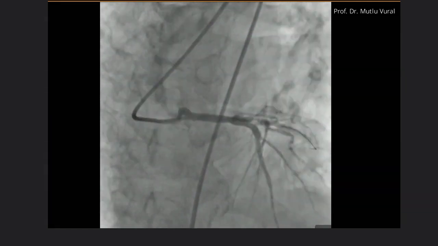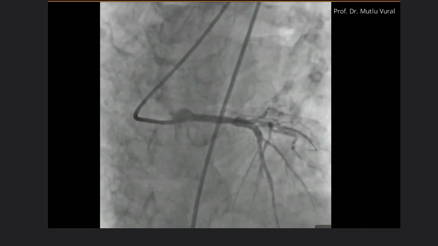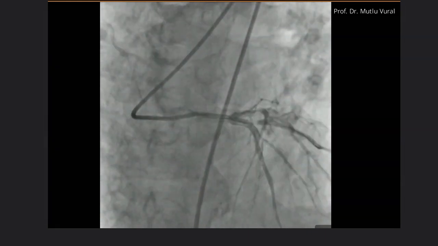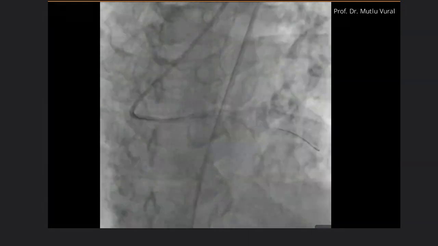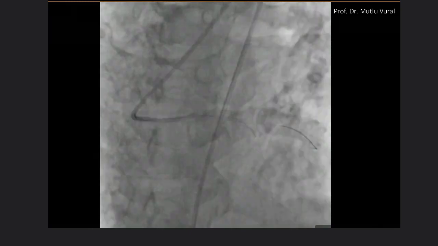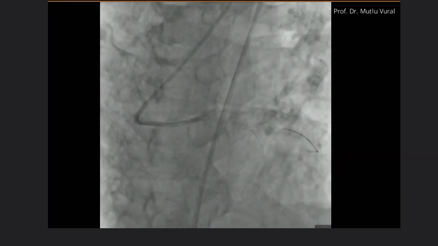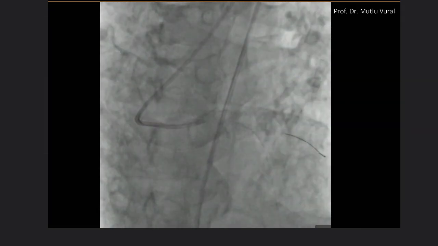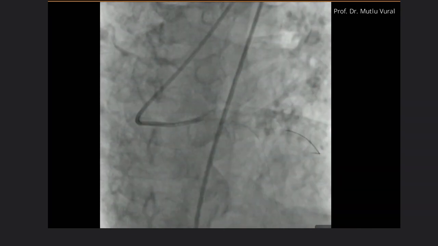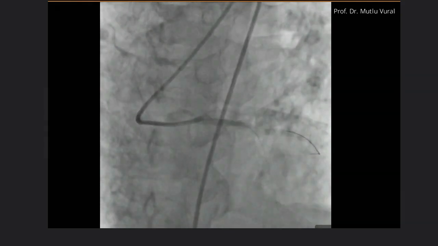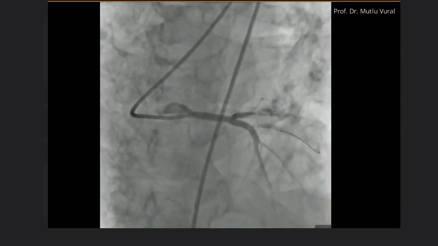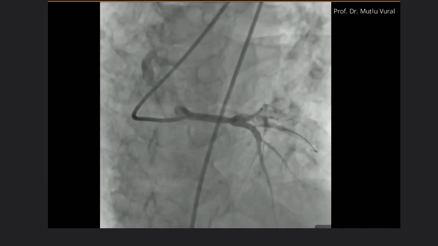We tried many wires: Pilot 150, Pilot 200, Workhorse wire, and many others. This wire is Hornet 14. Actually, it's a CTO wire, but we succeeded to penetrate the ostium of the diagonal with Hornet 14. Unfortunately, we couldn't deliver a microcatheter for wire exchange, so we have to work over the Hornet 14 in this case.